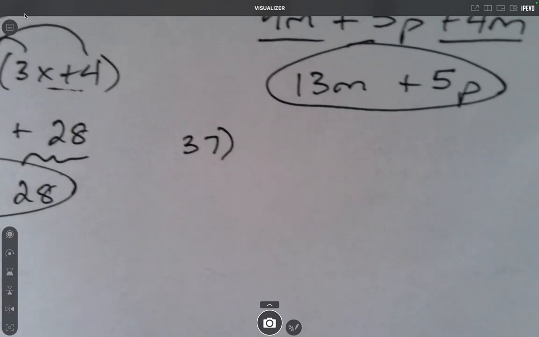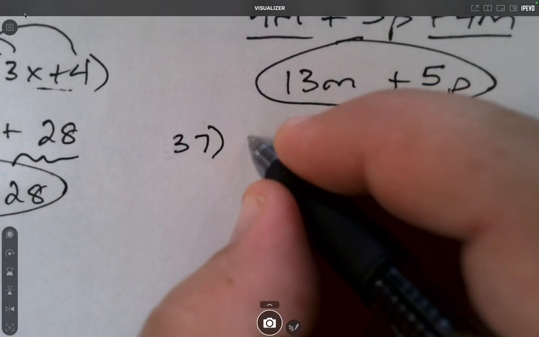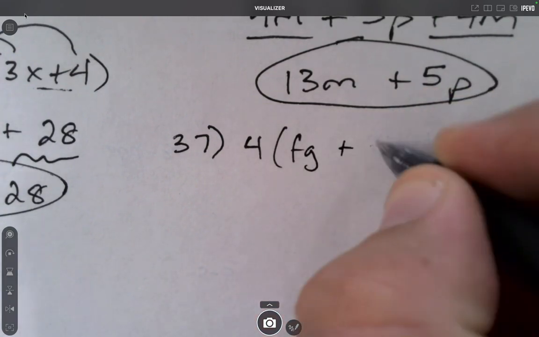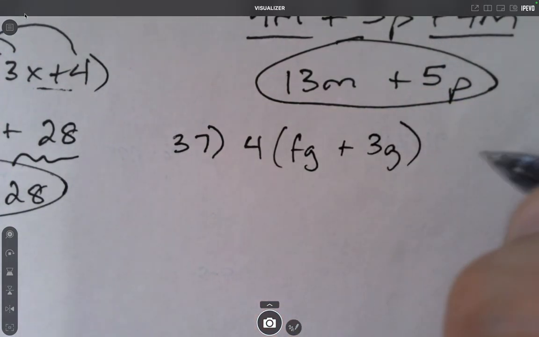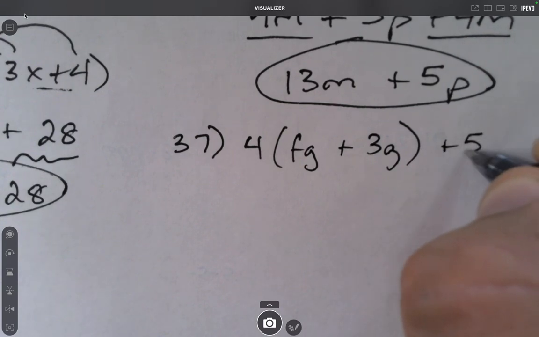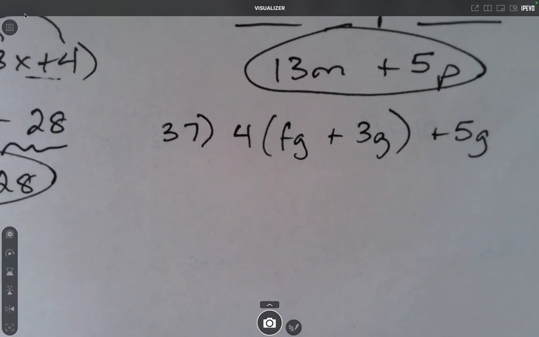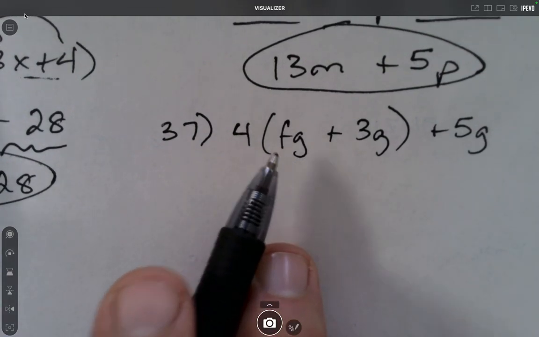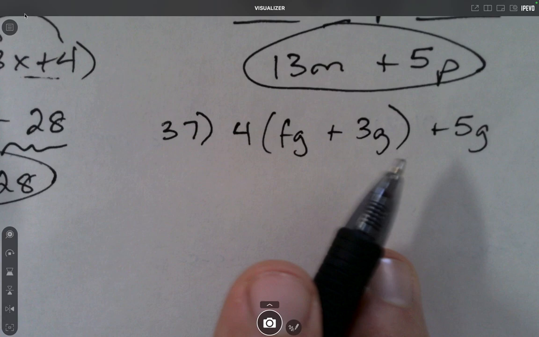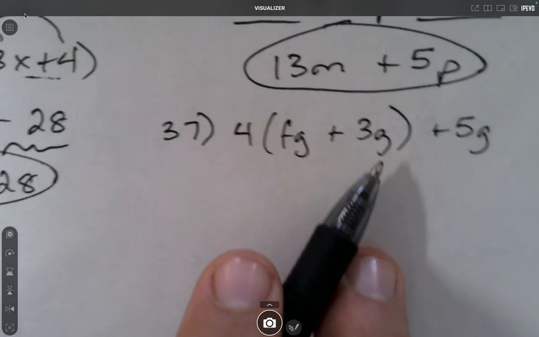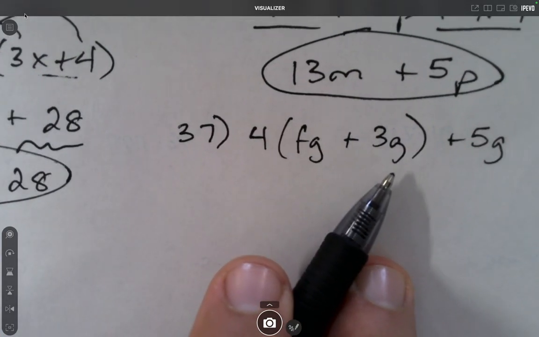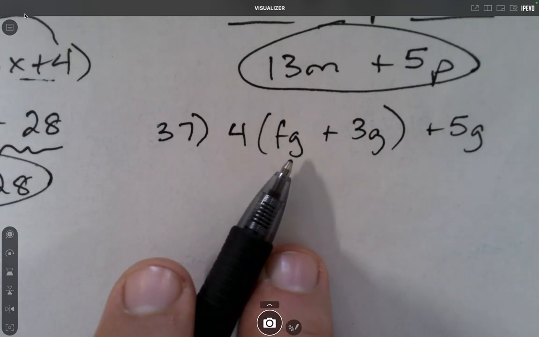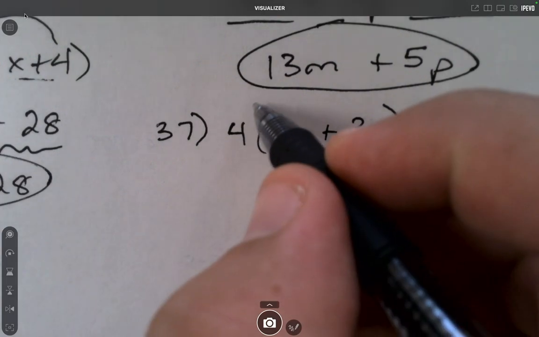Okay, last one on this page. It'll be similar to the one we just did. 4 times fg plus 3g plus 5g. So again, we cannot combine what's inside because this has an f and a g. This only has a g. So they have to have not just one variable in common, but all of them. So these two are not like terms because this has both f and g. This has only one g.